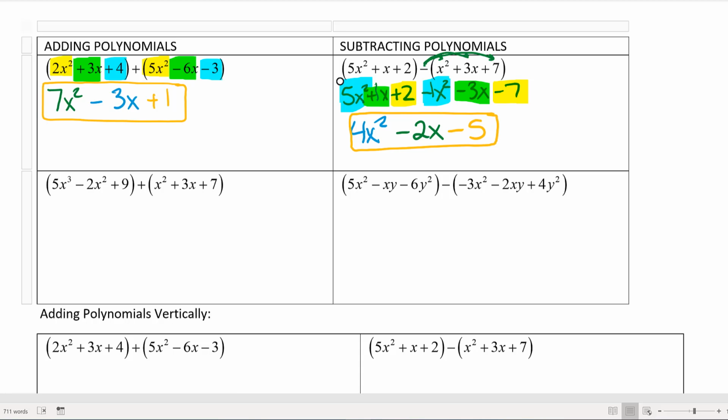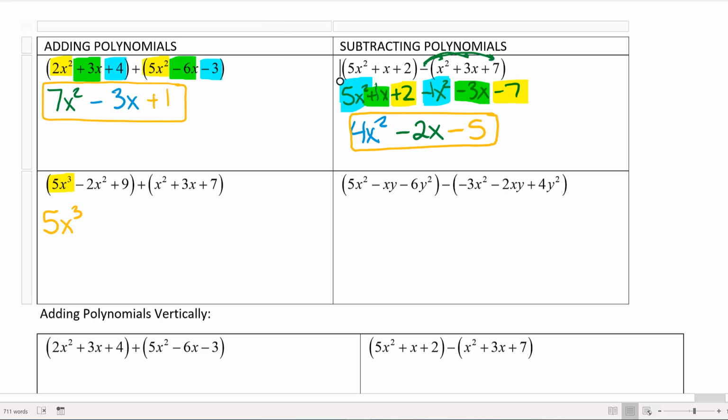All right, the next one is adding. So because there's a plus, I can just go straight for it. X cubed doesn't have any other like terms. It's the only term out there that has a cube in it. So I'm going to just write 5x cubed and look for more like terms.